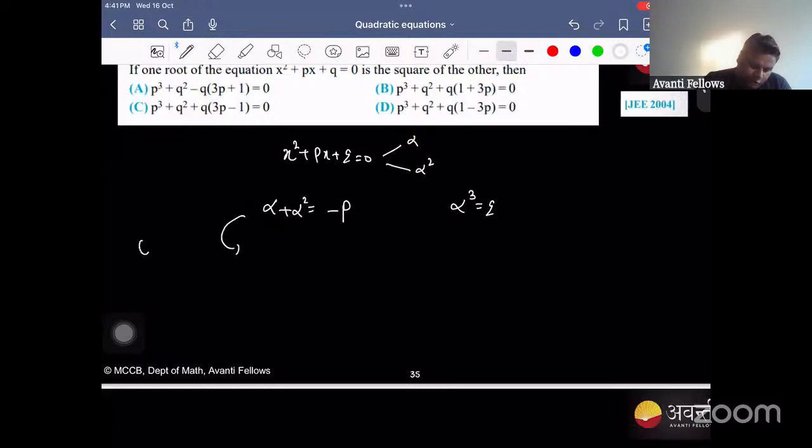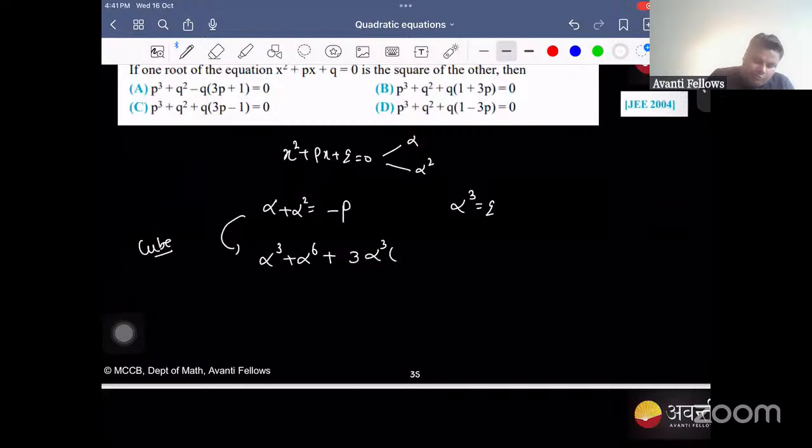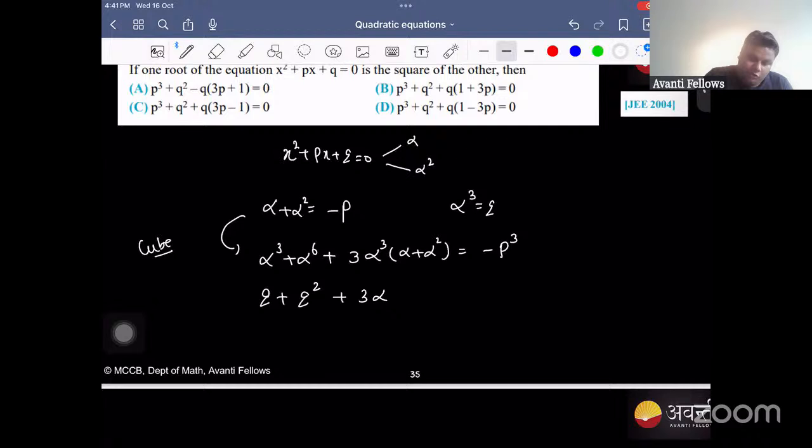So in this equation, cube both sides. What did you get? Alpha cubed plus alpha to the power 6 plus 3 alpha cubed into (alpha plus alpha squared) equals minus p cubed. Correct? So alpha cubed is q, alpha to the power 6 is q squared, plus 3 times alpha cubed, which is q, into (alpha plus alpha squared), which is minus p cubed. So your answer is p cubed plus q squared plus q into (1 − 3p) equals 0.